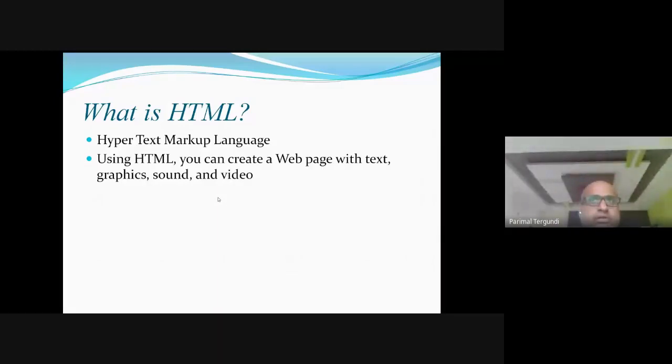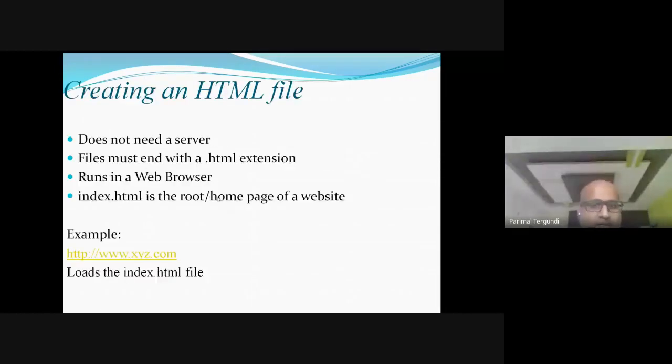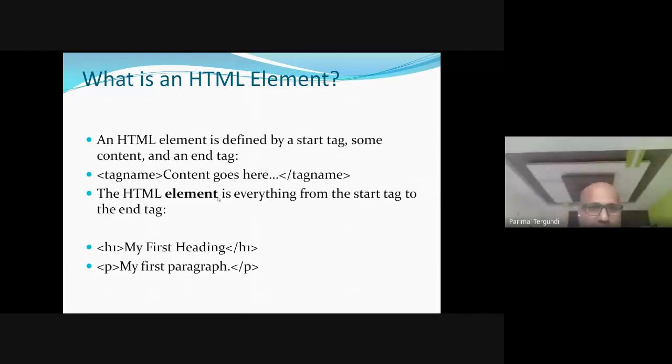So the elements are defined by tags. By saying elements are defined by tags, let's see what exactly you mean by an HTML element. Take a look at this. An HTML element is defined by a start tag. That's the start tag, that's the tag name. The content goes here, and that's the end tag. For example, that's heading 1, my first heading, that's the content of the tag, and that's the end of the heading. P, my first paragraph, and that's the end of the paragraph tag.